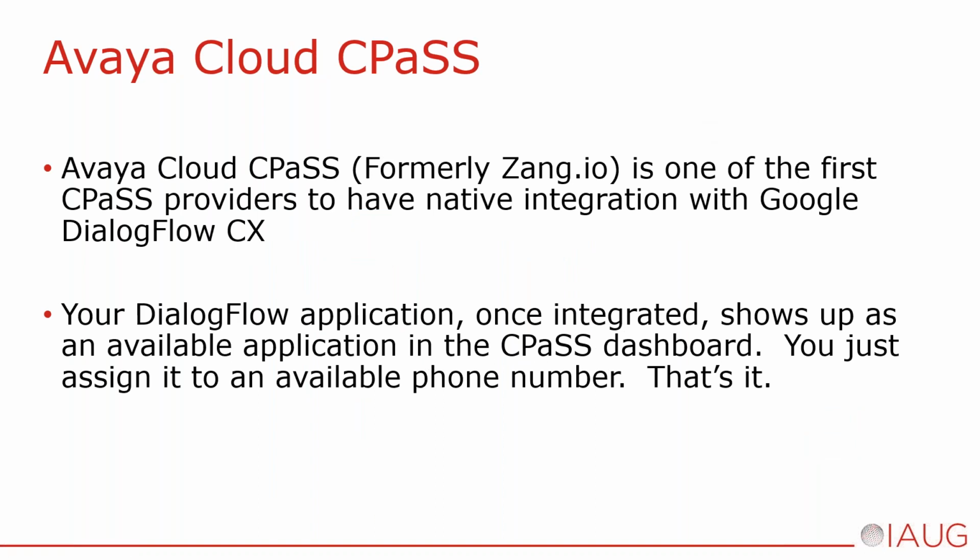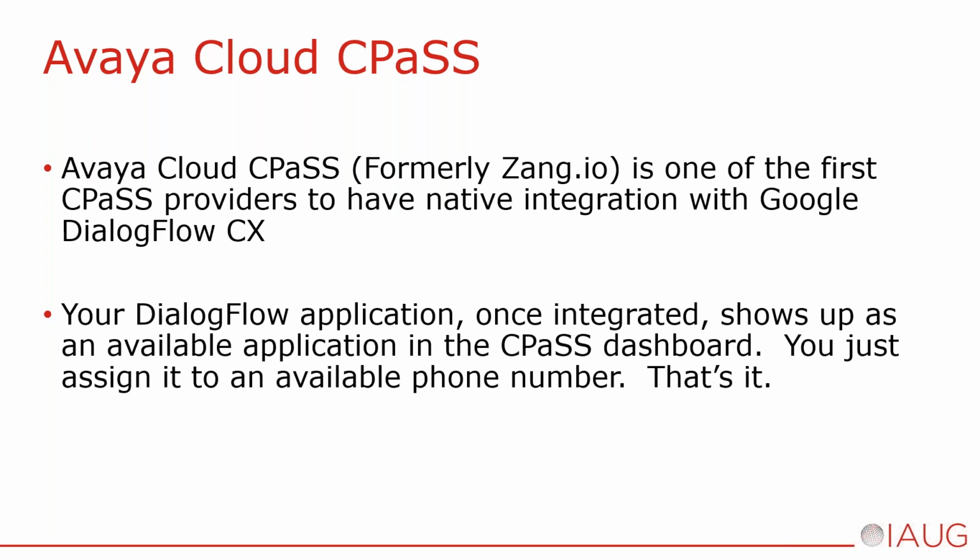So the Avaya Cloud CPaSS, again, formerly known as Zang.io, is one of the first CPaSS providers to have native integration with Google Dialogflow CX. Again, this is still very early on. The product itself has really only been available publicly for a few months at this point. So we're probably going to be expecting other providers to join as well, but know that Avaya is one of the first ones to do this really tight integration.